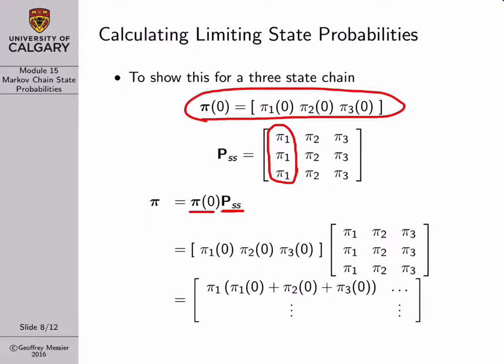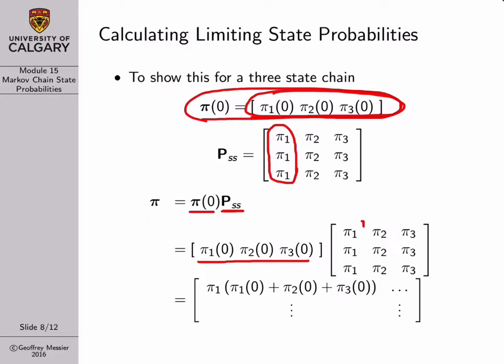Now, this initial state vector can be anything, right? The limiting state probability vectors need to be independent of the choice that we make for our initial state. The only thing that always has to be true for the initial state vector is that these initial state probabilities have to sum to 1. Okay? So when we multiply our initial state vector by our steady state probability matrix, we have a single row, and we just do row column multiplications like we always do with a matrix.